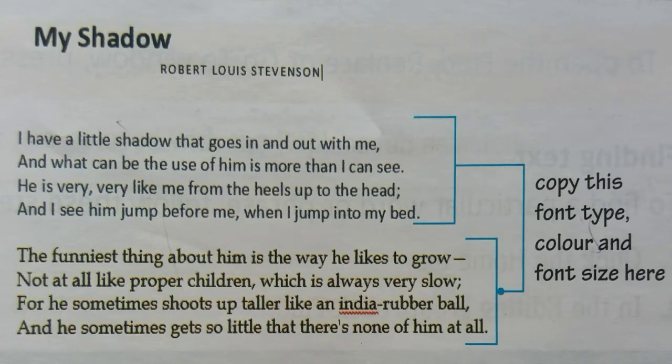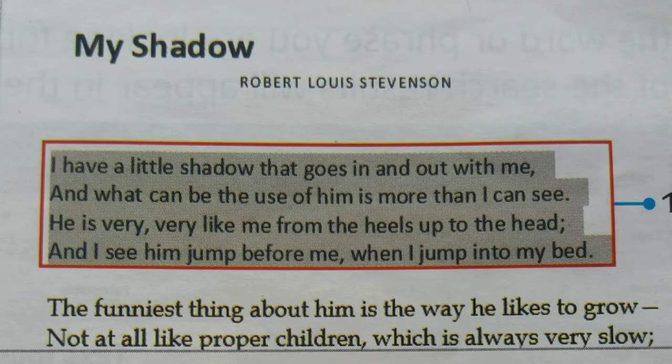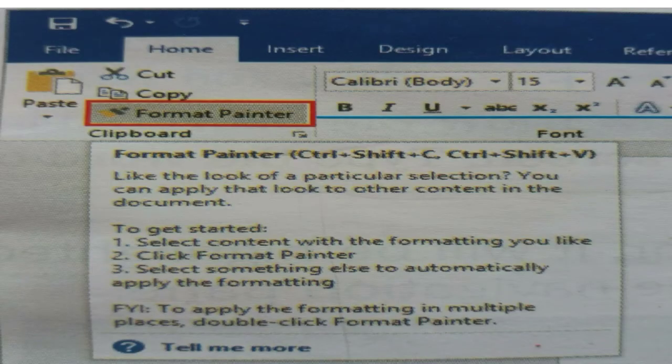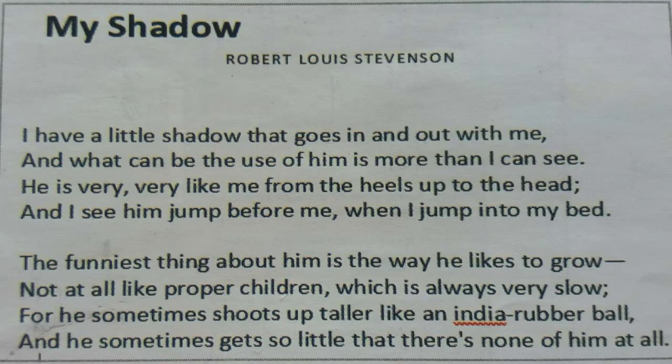To use the Format Painter tool, follow these steps. Select the text whose formatting is to be copied. Select Format Painter from the Home tab. The mouse pointer changes to a paintbrush icon. Apply the copied format by dragging the brush over the desired text.